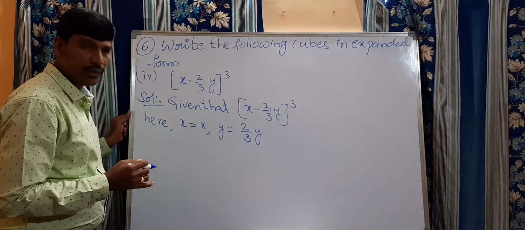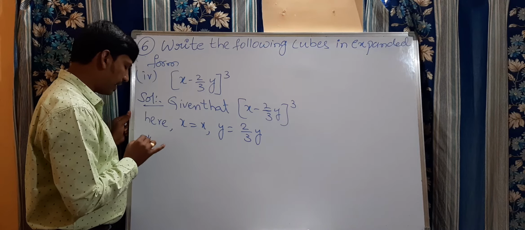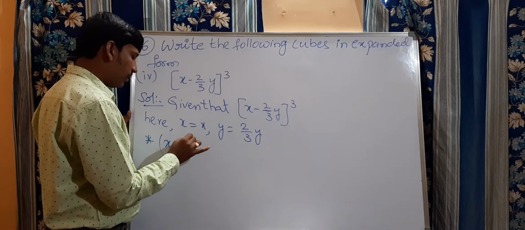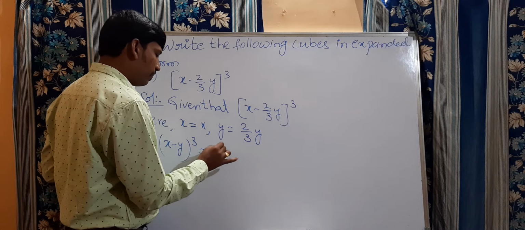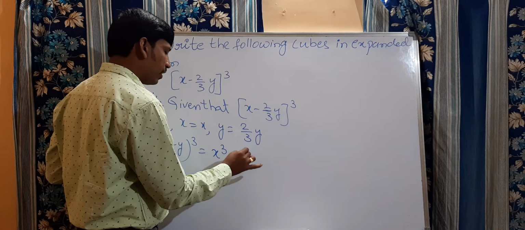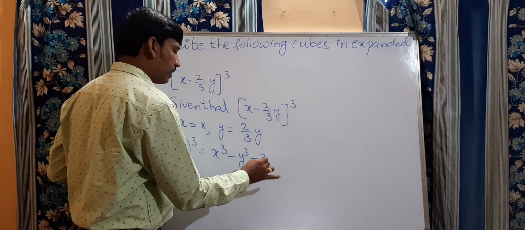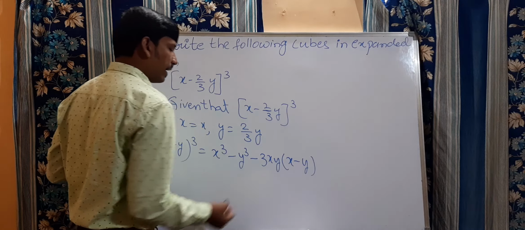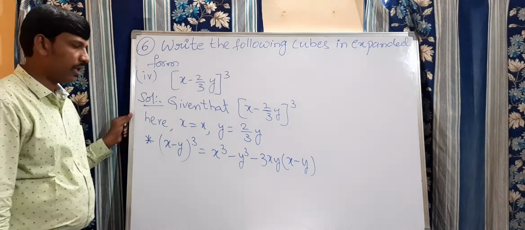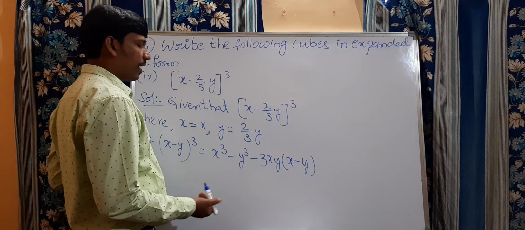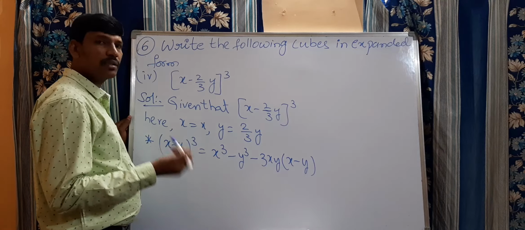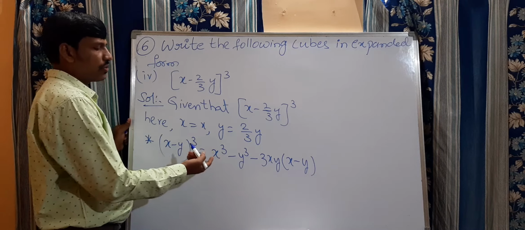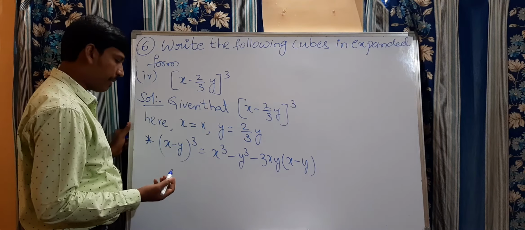Now which identity are we going to apply here? Yes, the 7th identity: (x − y) whole cube is equal to x cube − y cube − 3xy into (x − y). This identity we are going to apply. Or you can use −3x square y + 3x y square also. However it is, you can use any identity, you will get the same answer.